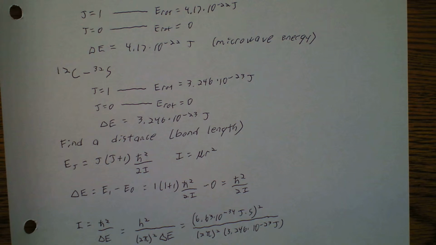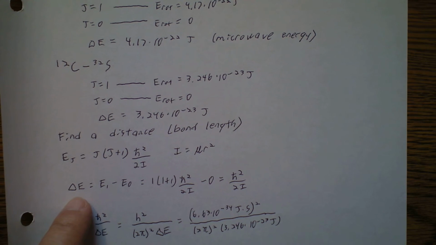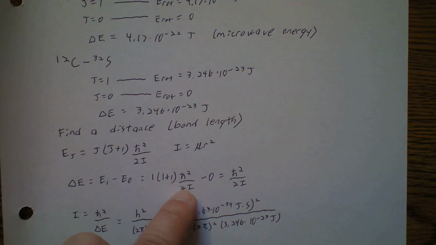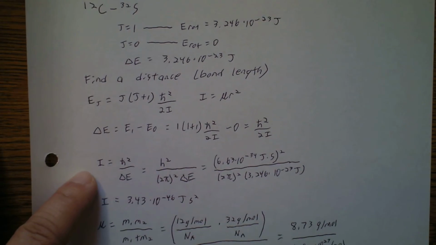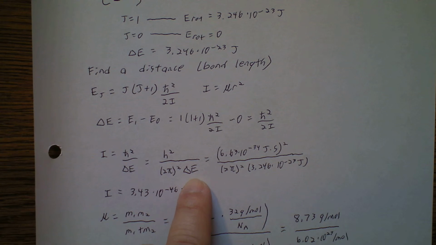In other words, what is the bond length? Well, the energy for that is, remember, J times J plus 1 times h bar squared over 2I, and I is the reduced mass times r squared. So the change in energy is E1 minus E0, which is 1 times 1 plus 1 times h bar squared over 2I, minus 0, which is h bar squared over 2I. Then I is equal to h bar squared over the change in energy, which is h squared over 2 pi squared times the change in energy.